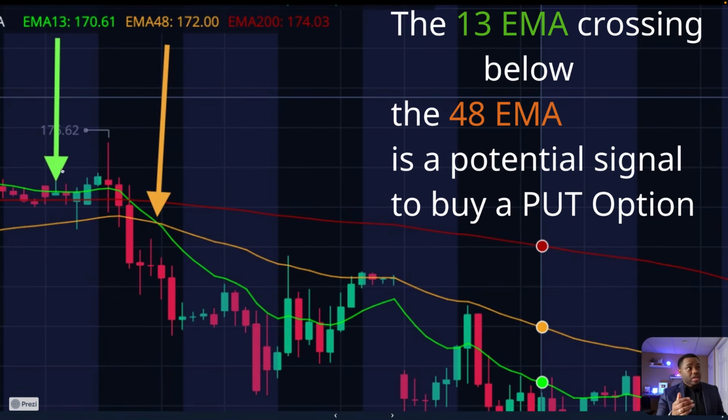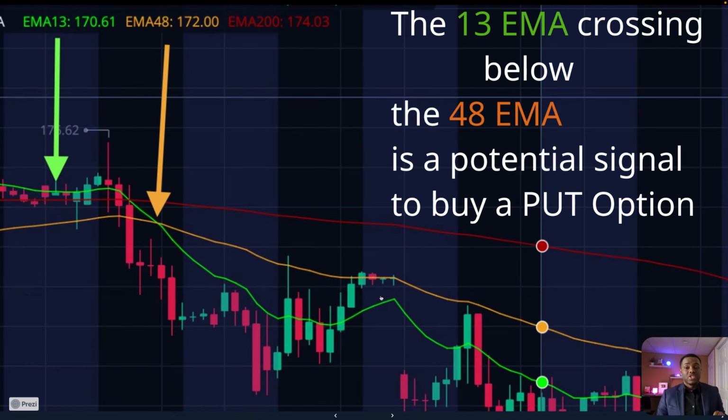I see that here it says the 13 EMA crossing below the 48 EMA is a potential signal to buy a put. So we have our 13, we're watching it, and then we cross under the 48. This is a put signal. Boom, right? You get into a put when you see it cross, and then you ride the wave all the way down. Ride the wave, ride the wave.